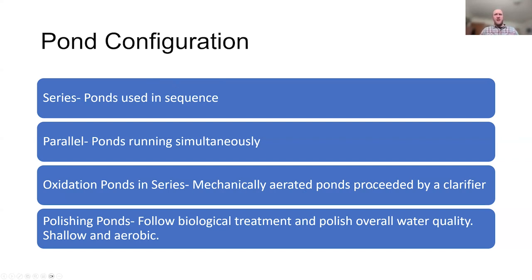You could have these oxidation ponds in series. So these could be mechanically aerated ponds, which are preceded by a clarifier. That just means there's a big clarifier before them, taking out a lot of the settleable solids. So then the water going into this lagoon is going to have a lower BOD. And then sometimes these ponds can just be for polishing. Maybe they're after another wastewater treatment process and they're just used to improve the water quality a little bit before it flows out into another water body or wherever it may go.